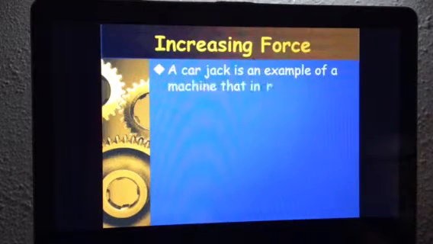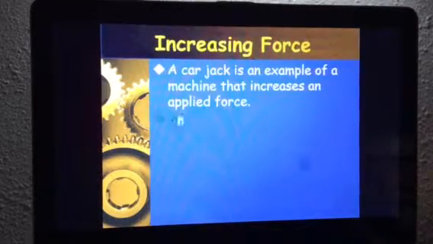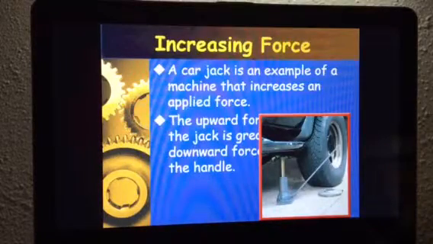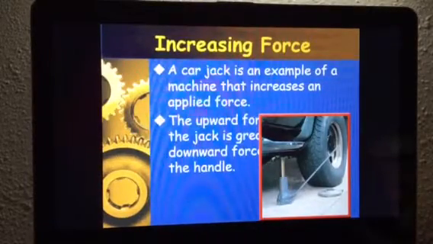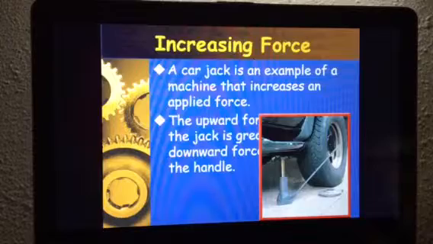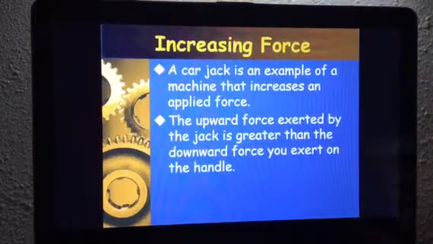So how can it increase the force? Here's an example. A car jack is a machine that can increase the upward force that you apply to a tire. Not one person in here can lift a car by themselves, but by pressing down on the handle, which is a downward force, you're able to move the car up in the air by exerting a greater force upward.